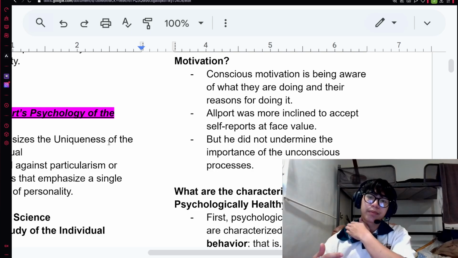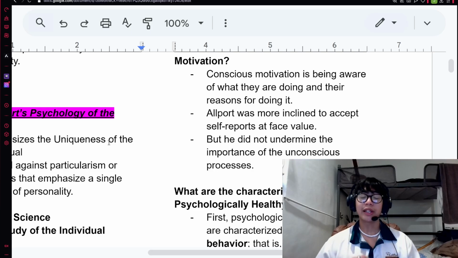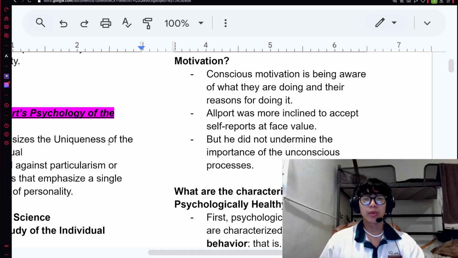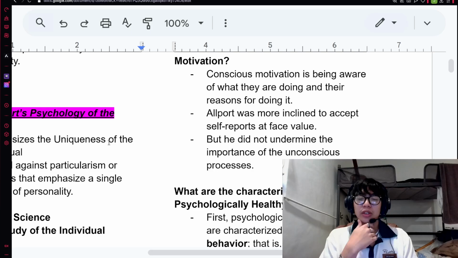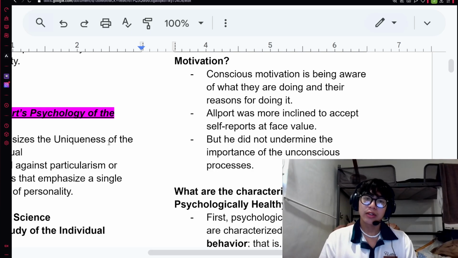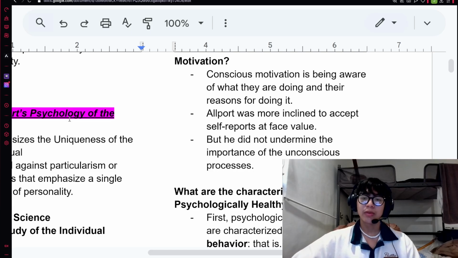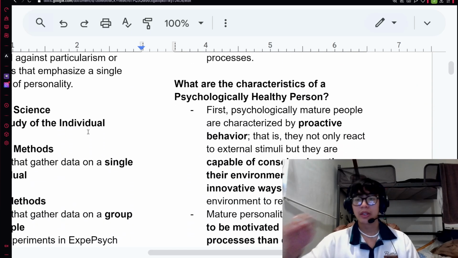And that's why, when he would talk to his clients, he was more inclined to accept self-reports at face value. So whatever they said, compared to Freud, where if you tell Freud something, Freud would be trying to dig deeper, thinking you might have some past trauma or something. But Allport was more like, whatever you say it is, that's what it is. And that's how he took it. He didn't really dig too deep.